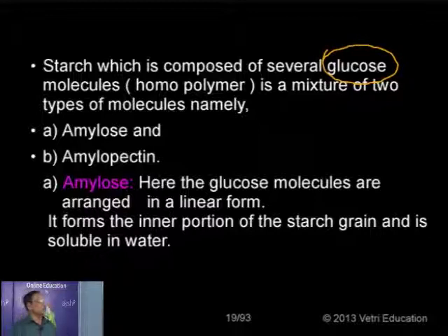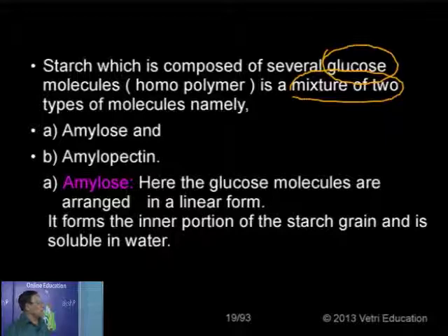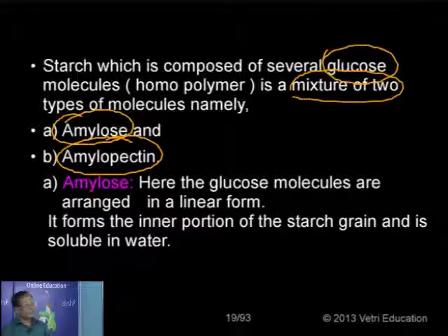But actually the glucose molecules are found in two different mixtures. In the starch, the glucose molecules are found in a mixture of two types of molecules: one, amylose; another one, amylopectin. Both are formed of just glucose molecules, but the structural aspect is somewhat different. So starch is a homopolymer of glucose, but it is a mixture of two types of molecules, amylose and amylopectin.